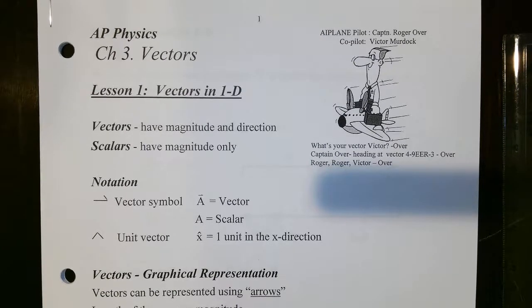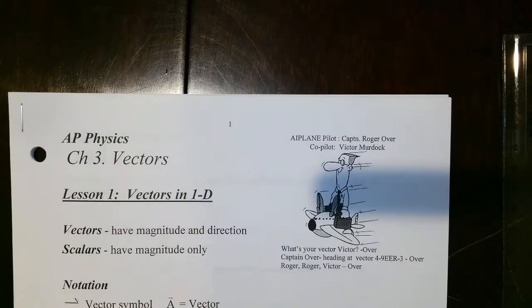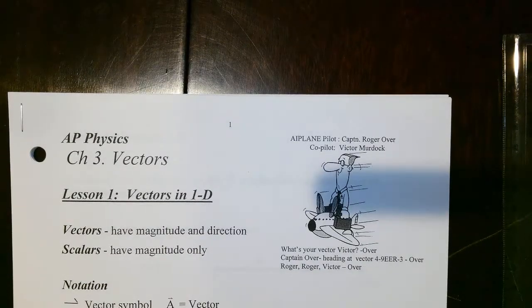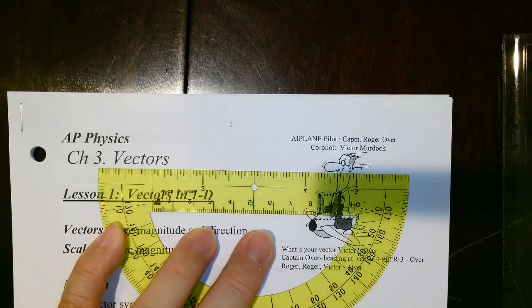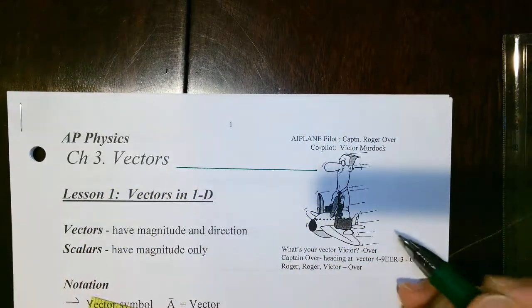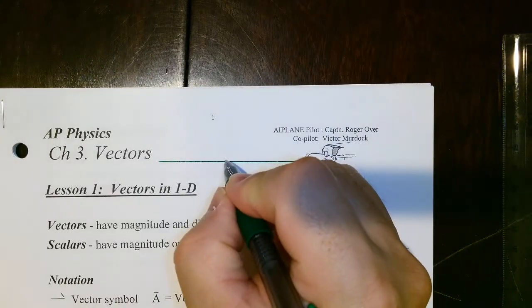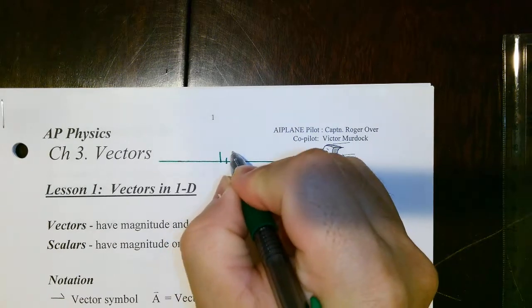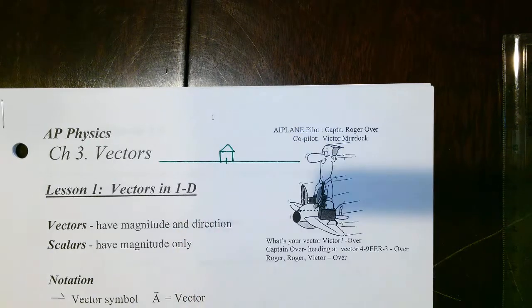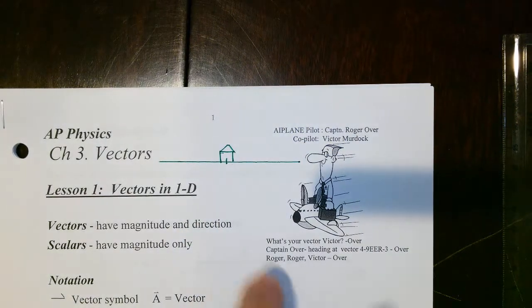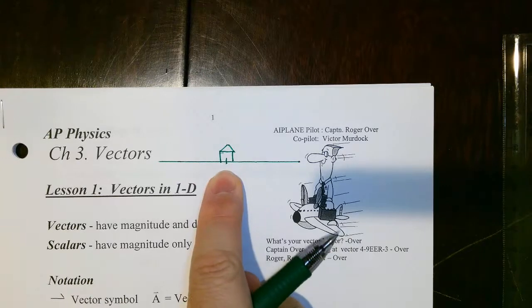All right, chapter 3 is about vectors. When we talk about vectors, we are already familiar with them and we don't even know it, especially in one dimension. Back in grammar school or elementary school days, we used a number line, and here's the origin, which is like my house, in the middle of our street. So this is my house.